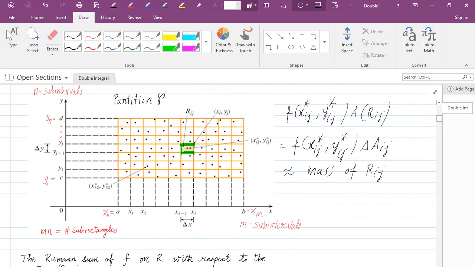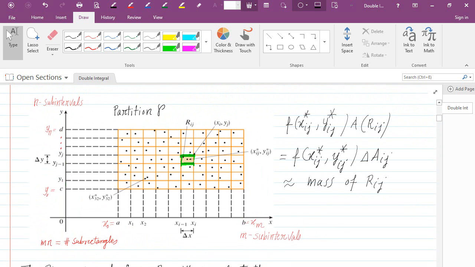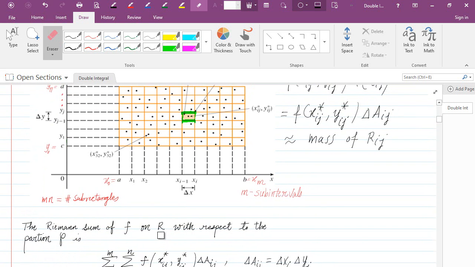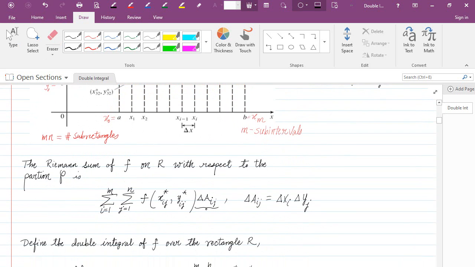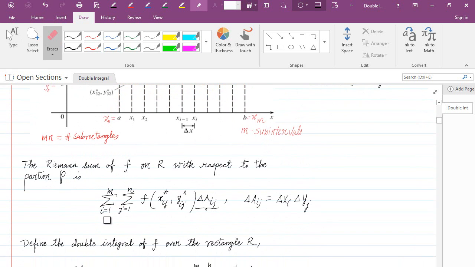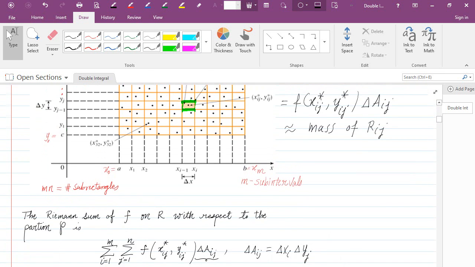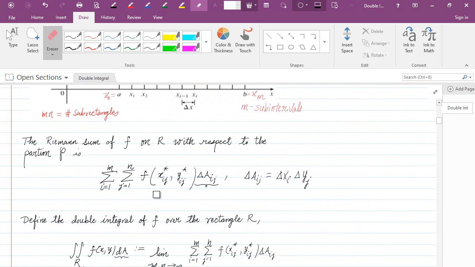So the Riemann sum: the way we divided the rectangle R into subrectangles is called a partition of the rectangle, and I'm denoting that by P. The Riemann sum of f on the rectangle R with respect to the partition P is basically this sum, where notice that if f is the density, then this is the mass of the ijth subrectangle here. So by doing this sum, we are basically summing over all the subrectangles.